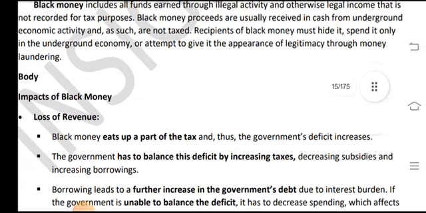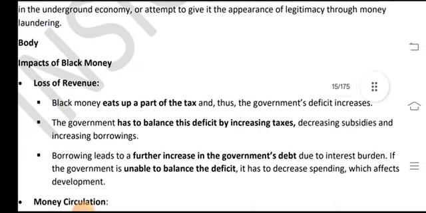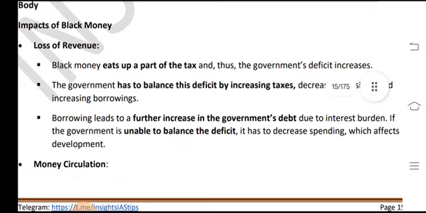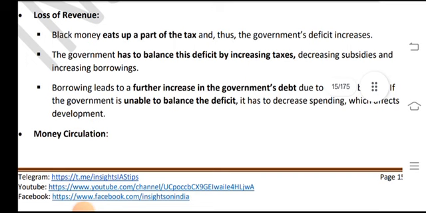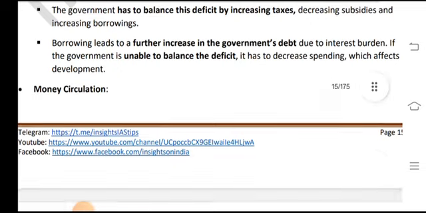Impact of black money. Loss of revenue: black money eats up part of the tax, and thus the government deficit increases. The government has to balance the deficit by increasing taxes, decreasing subsidies and increasing borrowing, which leads to further increases in government debt due to the interest burden. If the government is unable to balance the deficits, it has to decrease its spending, which affects development.